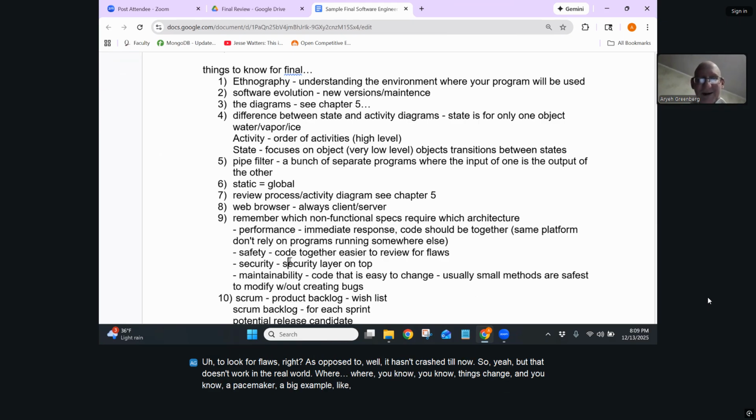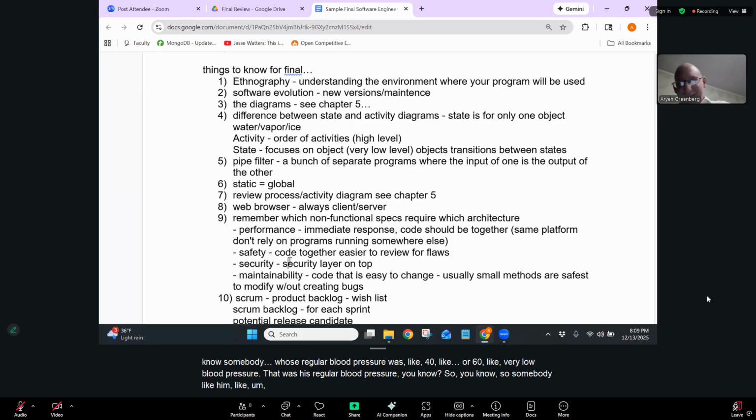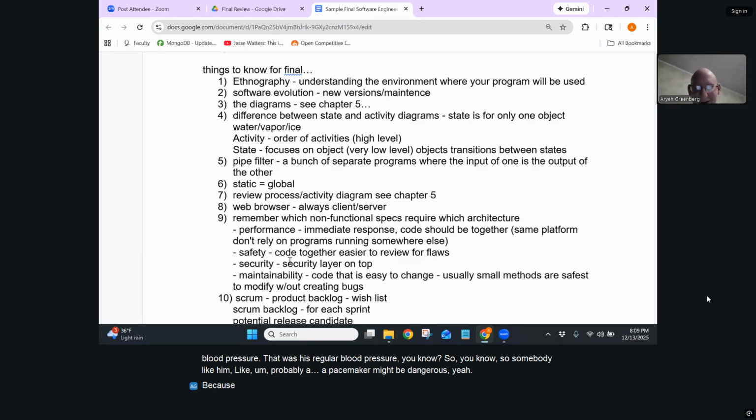You might have designed it and tested it on, let's say, 100 people, but they're not representative of everybody's heart. I know somebody whose regular blood pressure was like 60, very low blood pressure. That was his regular blood pressure. So for somebody like him, a pacemaker might be dangerous, because they're not designed for people like that.